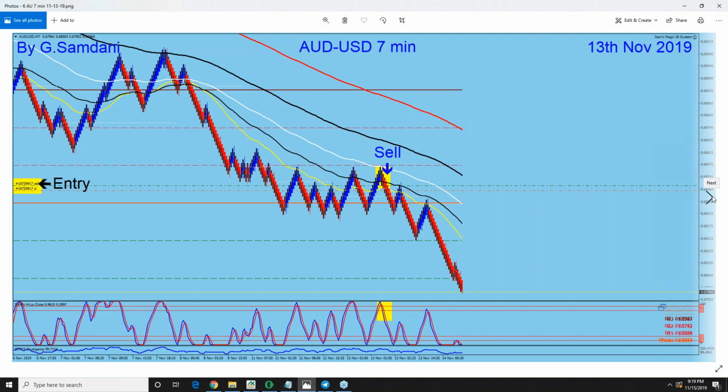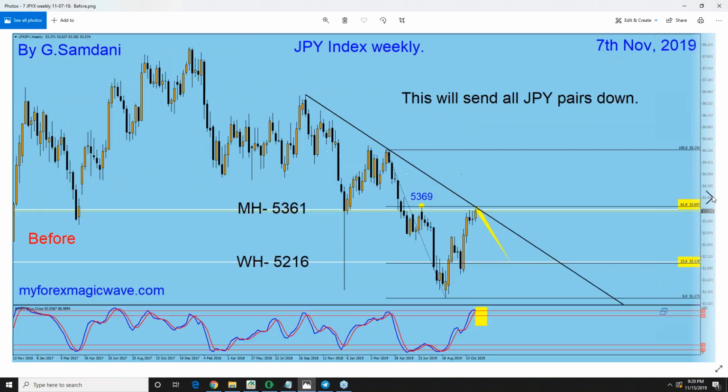Then the game changes. Then this chart comes into play. The yen index was making a beautiful setup here, and it was about to drop. And I said, okay, this will send all yen pairs down. All means all, because yen is in every single pair on the right-hand side. So they're all going to go down if yen gets a stroke. So what happened? Let's take a look one by one. When all yen pairs go down, I'm going to take the trades. And this is on the 7th, remember?